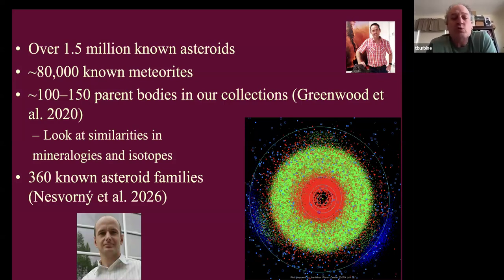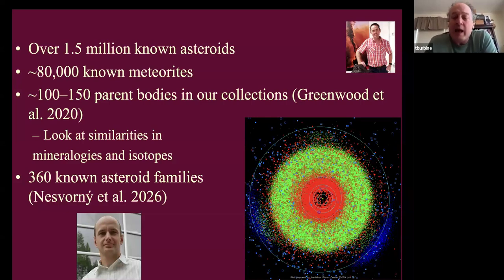But this is work I do with Richard Greenwood, who's in the picture at the top right. There's evidence in our collections for about 100 to 150 parent bodies. That's what we think we have evidence for in our collections. To find a parent body, and I'll talk about that a little later, you look for similarities in mineralogy, and you also look for similarities in isotopes using different techniques. And this number is very close to the number of known asteroid families. This is work done by David Vokrouhlický, and the latest number is about 360.